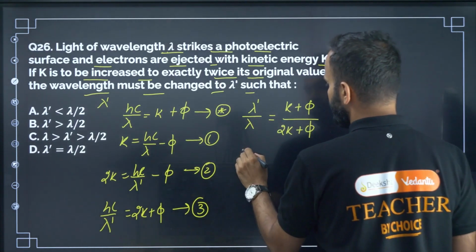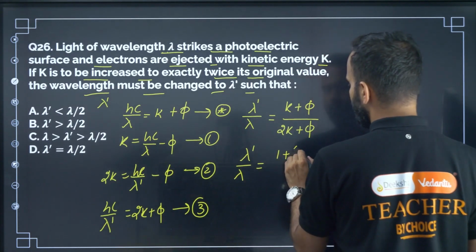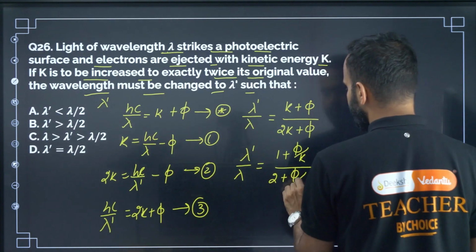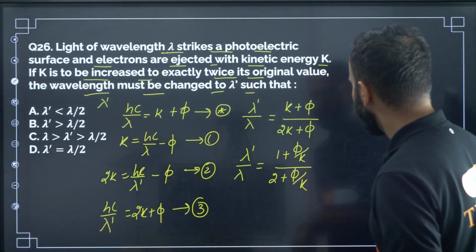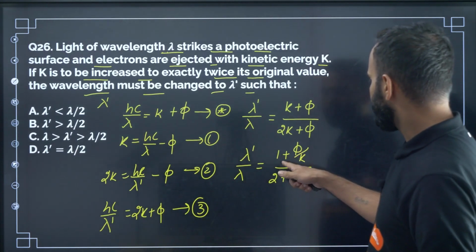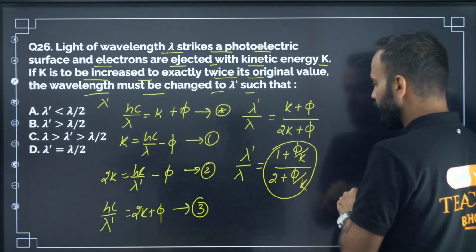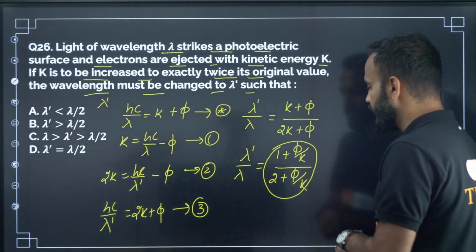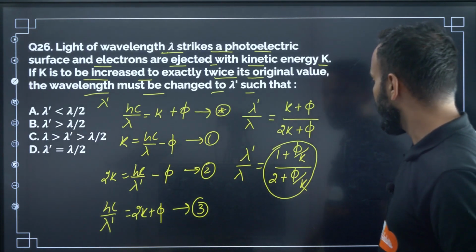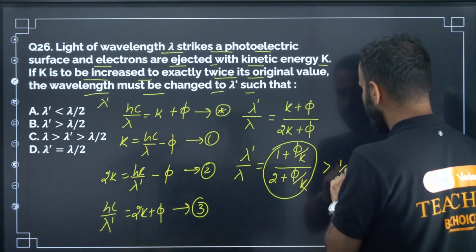Now take k as common. Lambda dash divided by lambda is equal to 1 plus phi by k, whole divided by 2 plus phi by k. So definitely the whole value is greater than half, right?